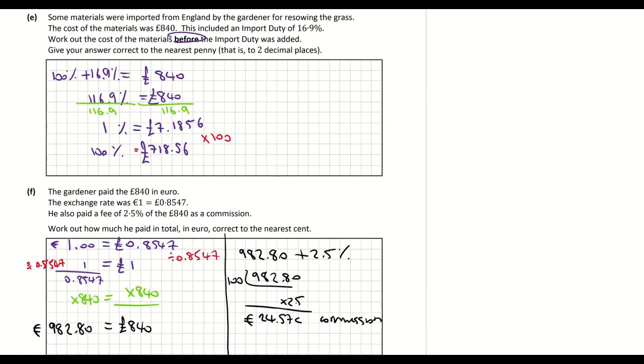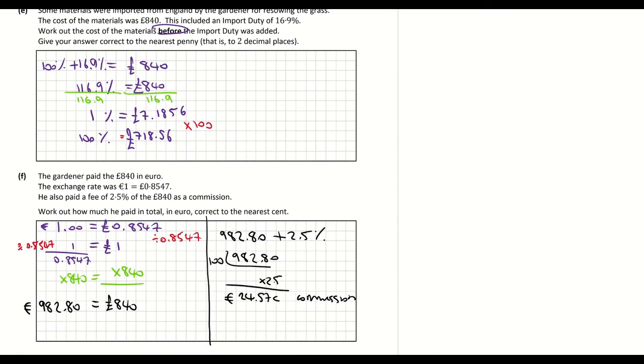And the question works out how much he paid in total. So I need to add the price for the gardening materials plus the commission. And that's giving me a total cost of €1,007.37. Again, you can work out the 2.5% at the start or at the end.